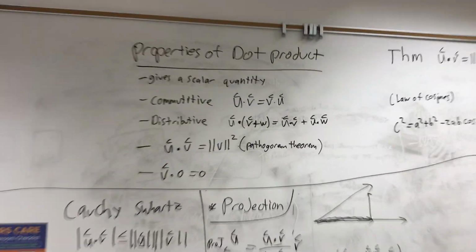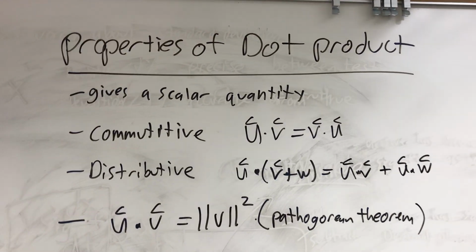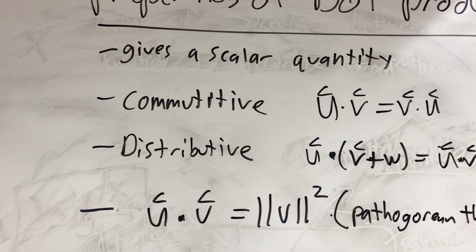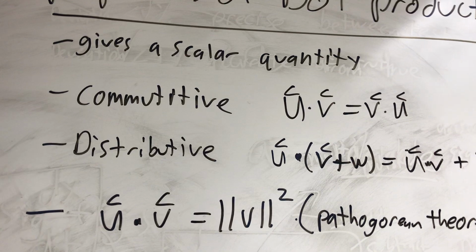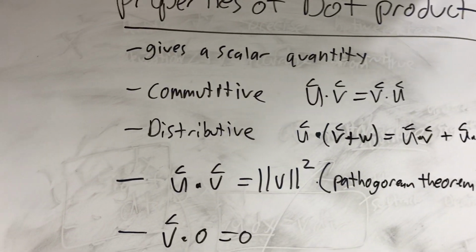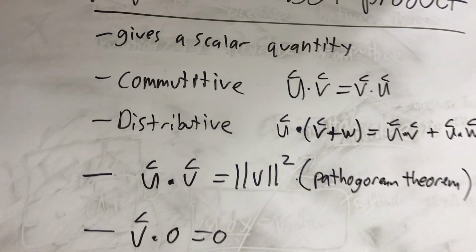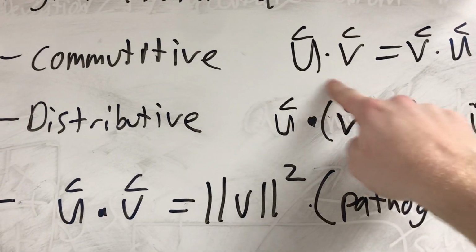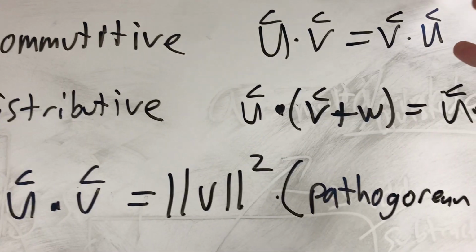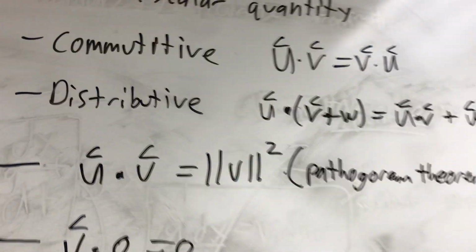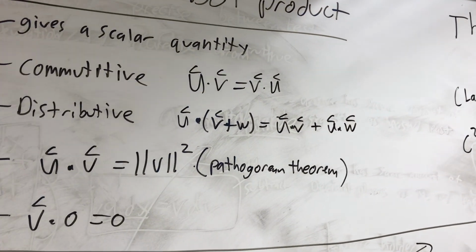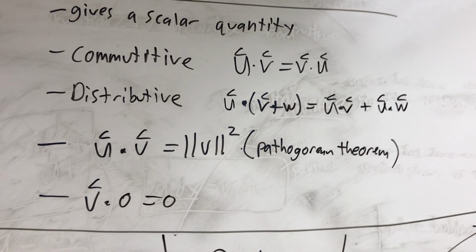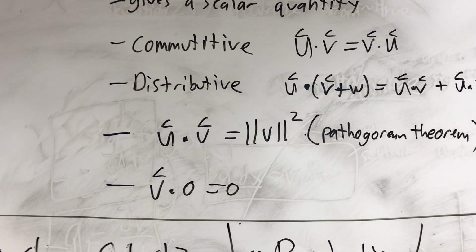Okay, first, today in class, we talked about dot products and the properties of a dot product. First of all, dot products will always give you a scalar quantity. You'll never get a vector when you do a dot product. Dot products are commutative, meaning that they can go backwards or forwards. So it doesn't matter if you have u dot v or v dot u. We have not talked yet about what a negative or positive dot product means, so bear with me on that.